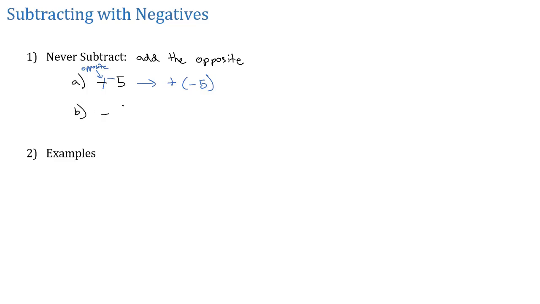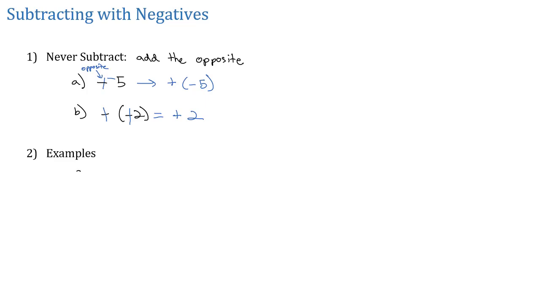Similarly, if I had the opposite of -2, well, the opposite of a -2 would be a +2. So if I add the opposite, the negative becomes a plus, and we end up with plus +2. And this is how we're going to change every subtraction problem into an addition problem. We're never going to subtract again. It will only be addition.